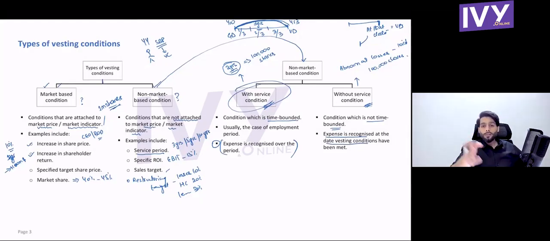recognize expenses based on 1 out of 3, 2 out of 3, 3 out of 3, or maybe if the vesting period is 4 years, 1 out of 4, 2 out of 4, 3 out of 4, 4 out of 4, and so on and so forth. We will do that in our practice questions, don't worry about that. But the expense has to be recognized over the period. But in cases of without service condition vesting condition, the expense of share-based payment can only be recognized when the condition has been met. You cannot do anything in advance.